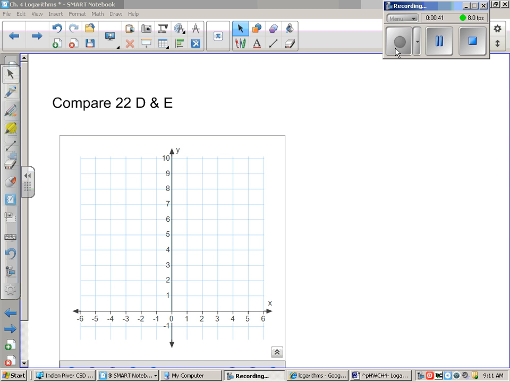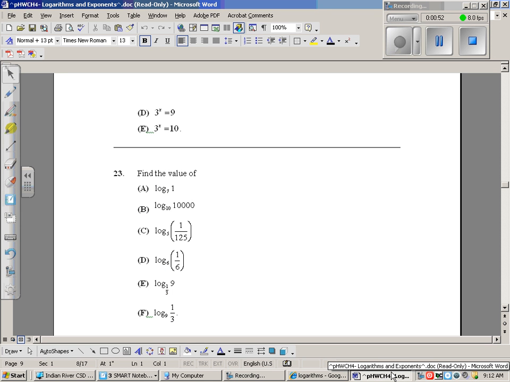Before we get too far, I want us to take a moment to look at our homework packet. If you have your homework packet nearby, I'd like you to open that up and look at number 22. I'm going to show that on the screen here. At the top, this is 22, D and E. I want you to look at those two questions.